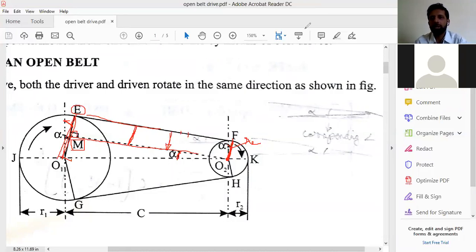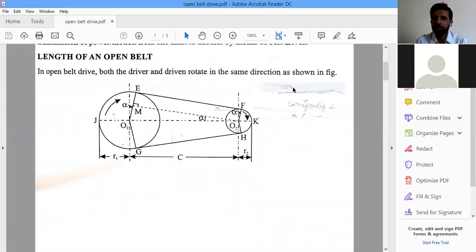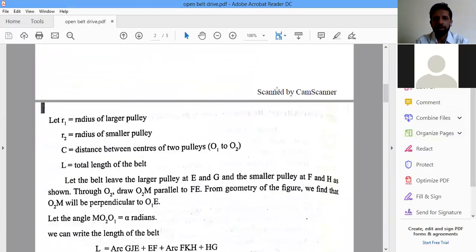Okay, now we'll go to the step-by-step derivation. We need to know all these things before we start doing the derivation. We have partly done with the things that we have to know, right? Okay, so now let's go.